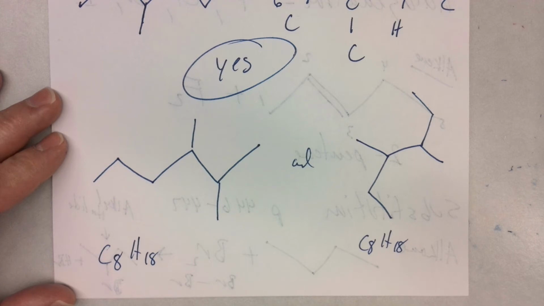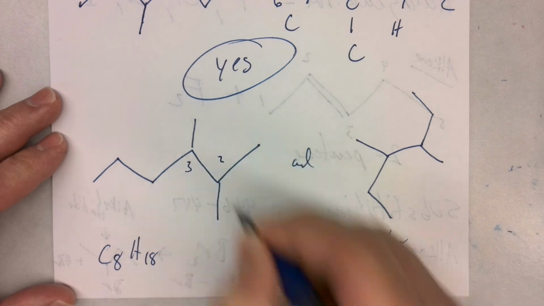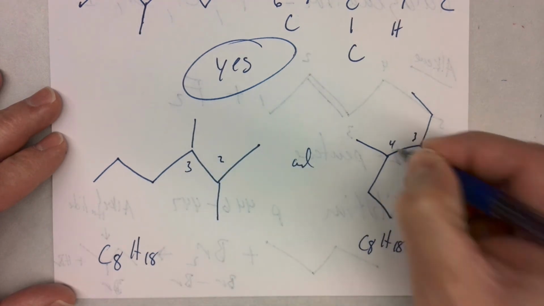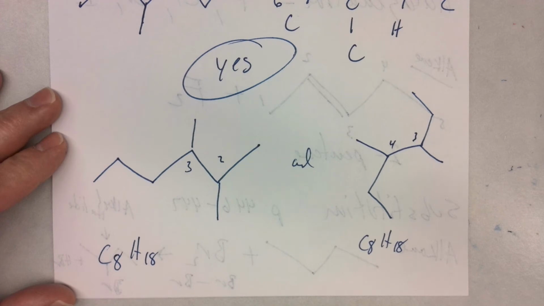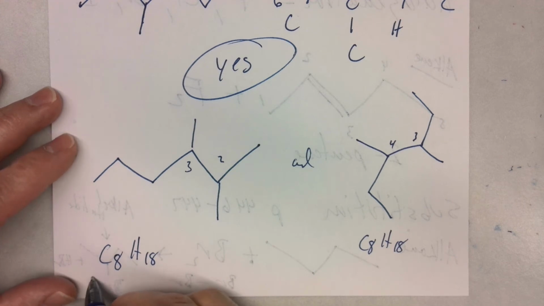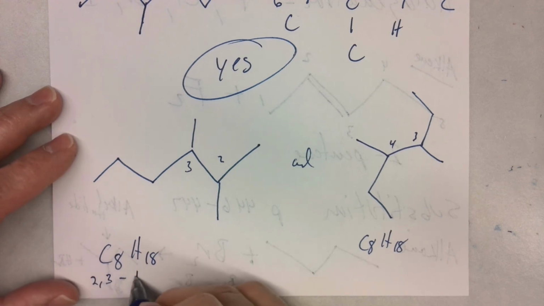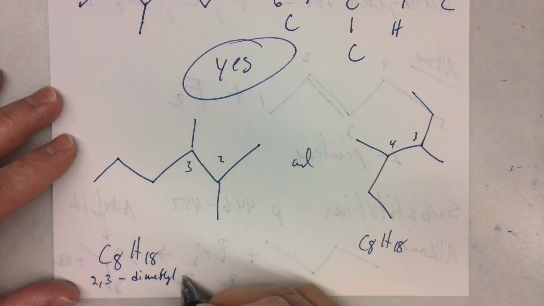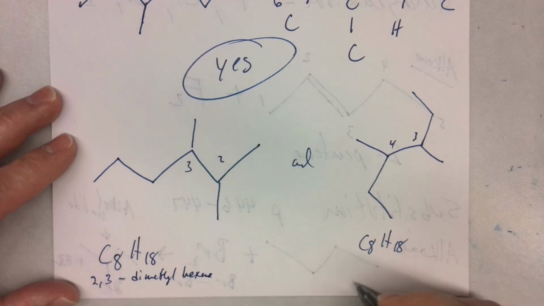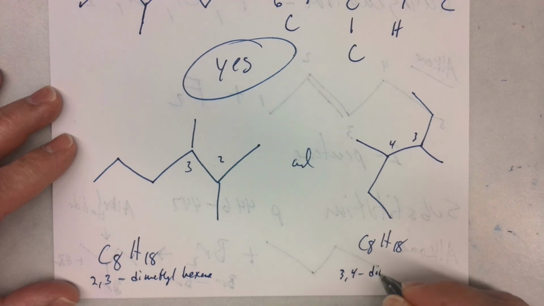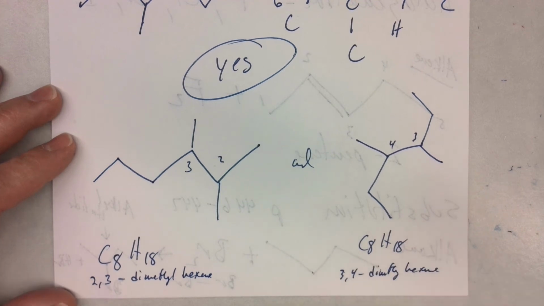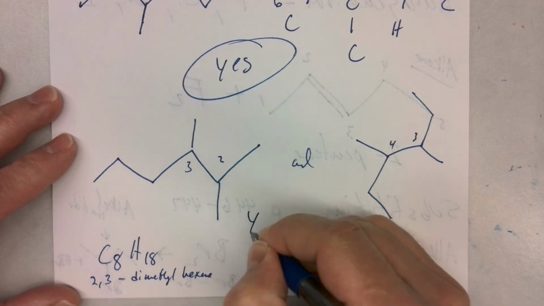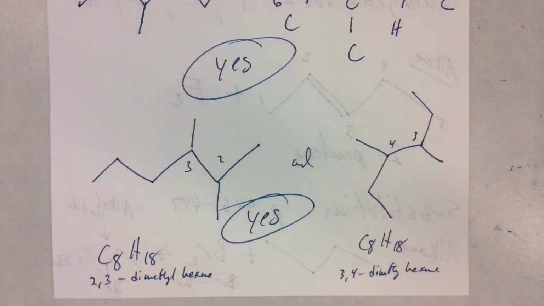They're the same? Oh, no, they branch at different places, right? This is a 2 and a 3, where this one is a 3 and a 4, right? And sometimes the easiest way to tell that would be to name it. This one would actually be 2,3-dimethylhexane. This would be 3,4-dimethylhexane. Similar, but they are not the same, so the answer would be yes. Does that make sense?